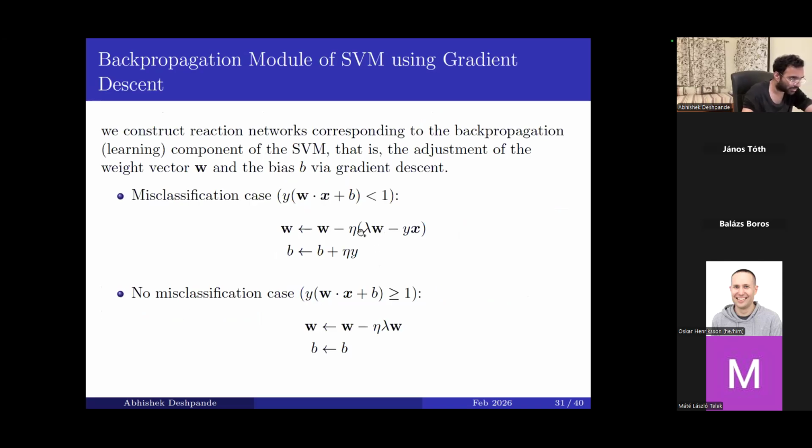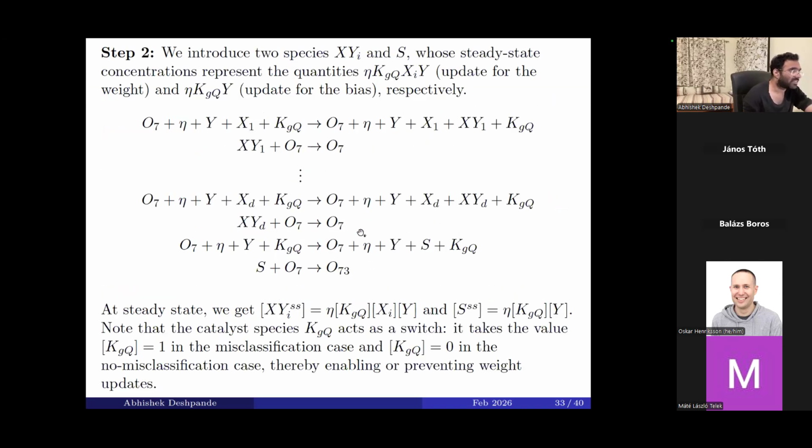And now in step 2, we introduce two species, X, Y, and S, whose steady state concentrations represent this quantity, which is eta times xi times y times this KGQ, right? Because this KGQ is going to be 1 or 0 depending upon whether our comparison in the previous step was 1 or 0, right? Recall that KGQ is a switch. So if in the previous step our point was classified correctly, then KGQ is 1. Otherwise, KGQ is 0.